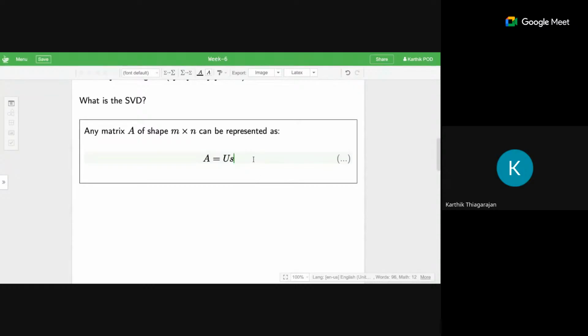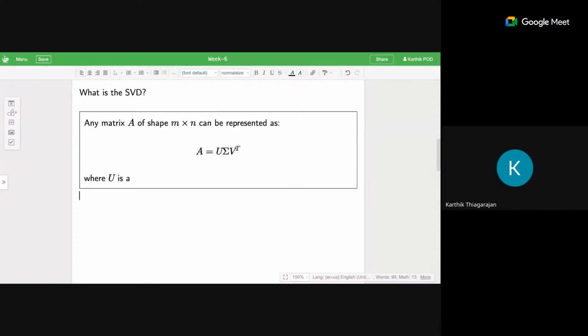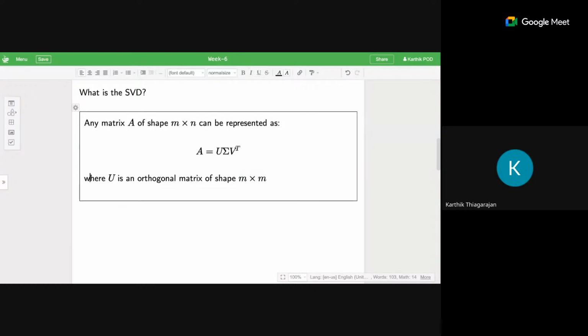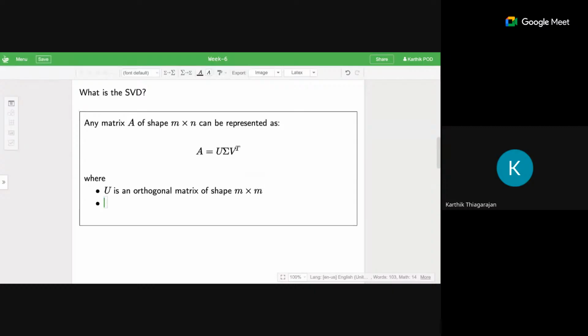Okay, so U sigma V transpose. Any matrix A of shape M cross N can be represented as the product of three matrices U, Sigma, V transpose. First we look at the shapes. I'll write this as 3 bullet points. So U is an orthogonal matrix of shape M cross M.